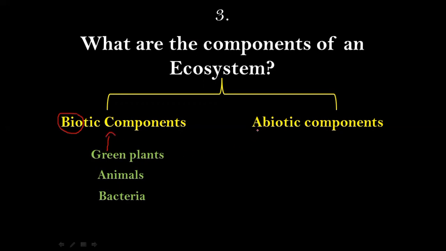On the other side, the abiotic components of an ecosystem are related to non-living things such as air, water, or soil. So basically we need to keep in mind that the components of an ecosystem are biotic components as well as abiotic components.